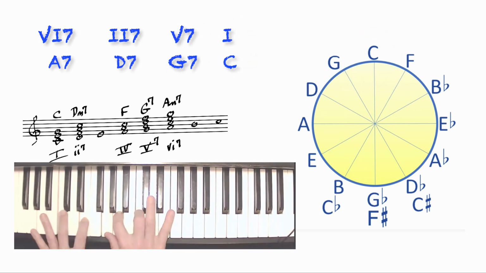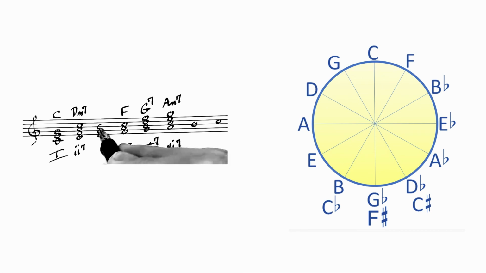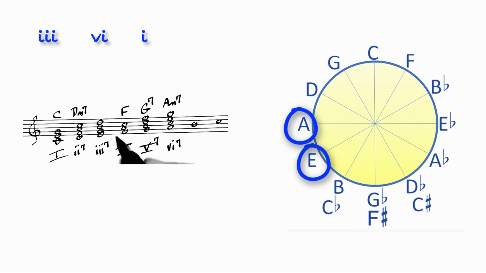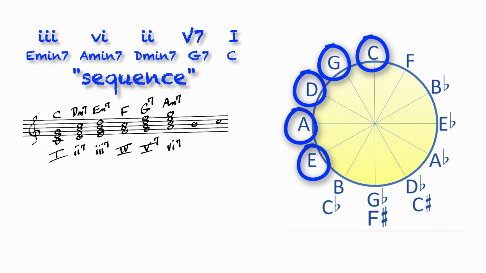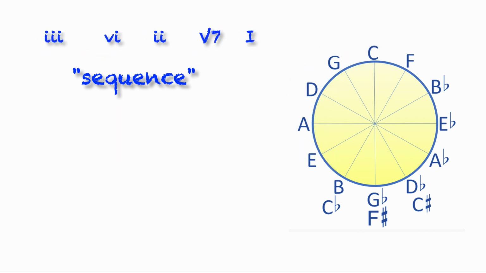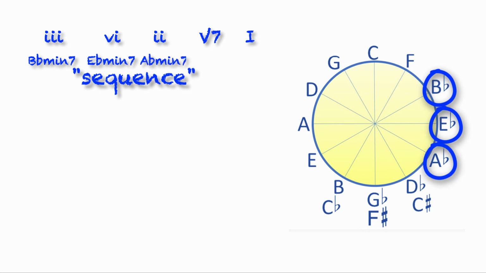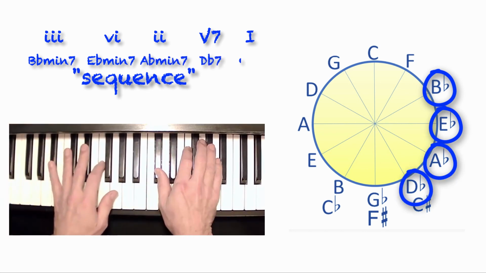One more extension of the circle gives us the E minor 7 chord, so that we can build a 3-6-2-5-1 progression. Here it is in the key of C. E minor 7, A minor 7, D minor 7, G7, C. We call a progression like this, that follows the circle so closely, a sequence. Here's the same sequence in a more difficult key, G flat. It goes B flat minor 7, E flat minor 7, A flat minor 7, D flat 7, G flat.